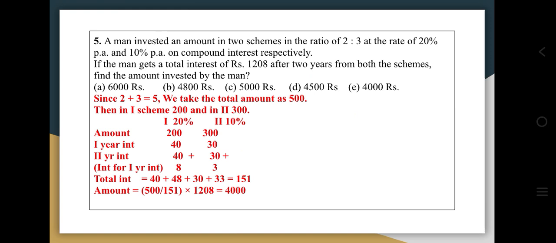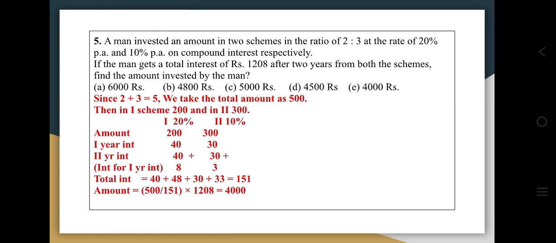So what is the total interest in both schemes? In the first scheme it is first year interest 40 plus second year interest 48. In the second scheme the first year interest 30 and the second year interest 33. If you add 40, 48, 30, 33, we get 151. So for the total interest 151, the total amount invested in both schemes is rupees 500.